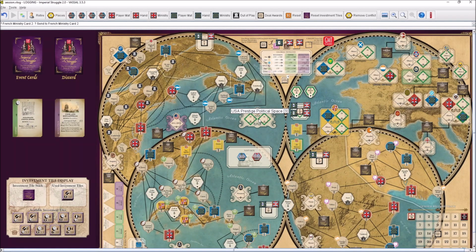Okay, that concludes the how to play Imperial Struggle Part 1. So we did the setup of the game, we made sure that everything is ready, we also have chosen the events, and the ministry cards will be now ready to actually play the first peace turn.